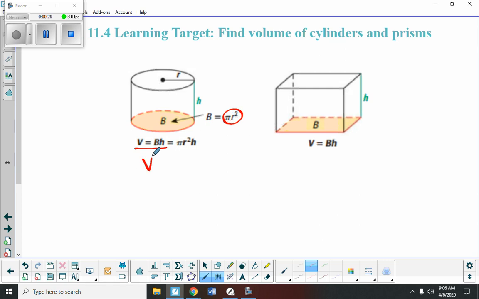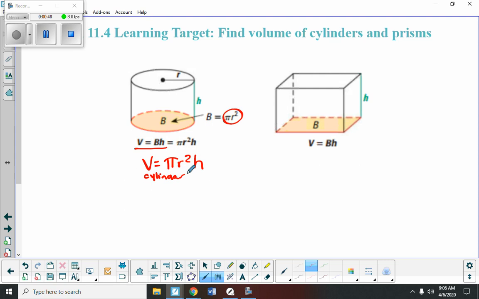So to find the volume for a cylinder, we're going to take the area of the base, which is pi r squared, times the perpendicular height to the top. So write this down in your card. This is the volume for a cylinder. Volume equals pi r squared times the height.